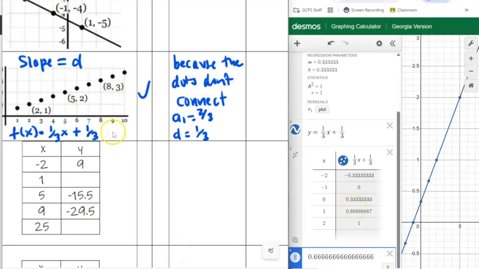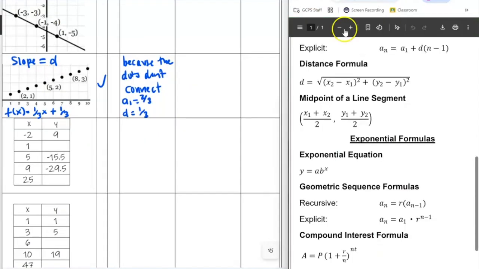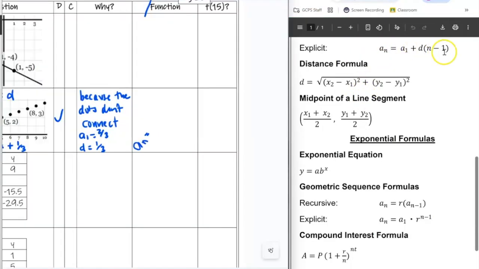Okay, so again, remember my y-intercept is not my first term. My y-intercept is where x is equal to 0. All right, so now that I have that, going back to my formula, I have a sub n is equal to my first term, which is 2/3, plus my common difference, plus d, and it is positive, so I'm just going to leave it as positive 1/3. And then I have parentheses n minus 1.